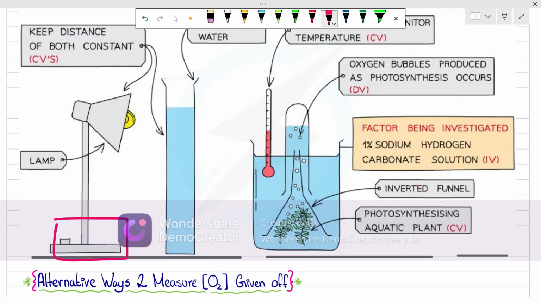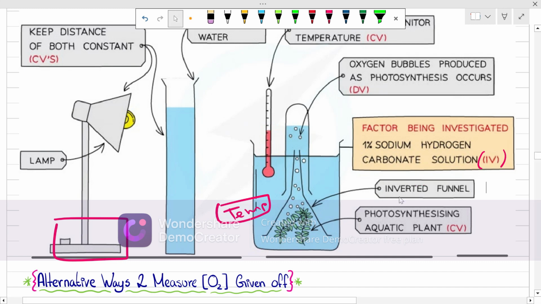Light intensity is to be kept constant. Temperature of the water is also to be kept constant, but carbon dioxide concentration is to be changed because it's the independent variable.